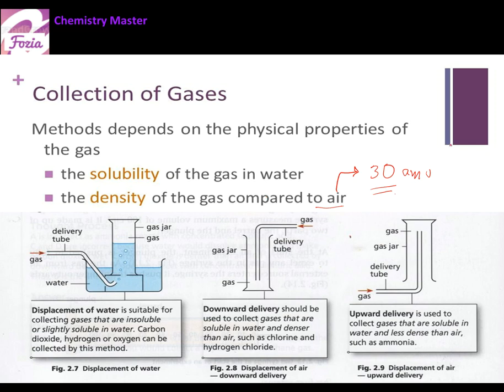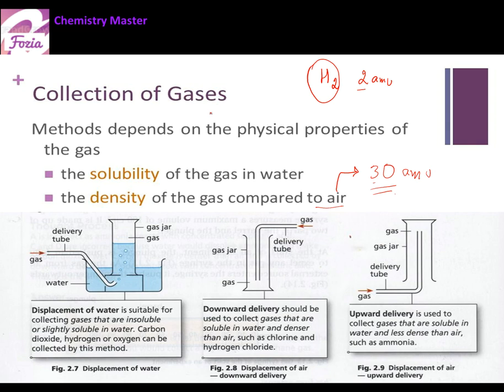Let's have some examples. Suppose you are doing some experiment in which hydrogen is produced. Now 1 mole of hydrogen has 2 atoms of hydrogen in it, and 1 atom of hydrogen has 1 AMU. So it's simply 2 gram or 2 AMU, right? So this 2 is much lesser than this 30. So you can say that hydrogen is less dense than air.